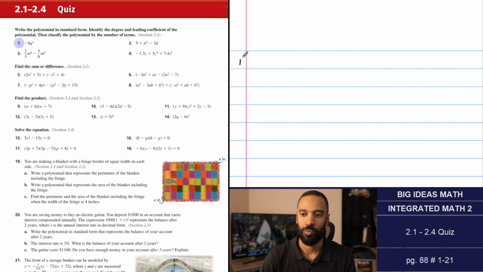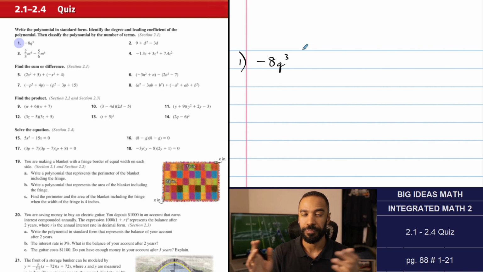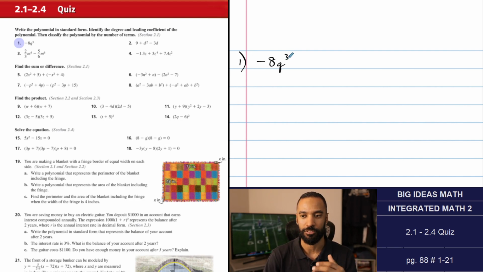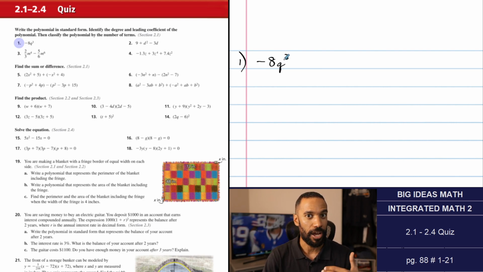So for number 1, we have negative 8q cubed. Now all of these by default are already polynomials because they're telling us they are, write it in standard form. Polynomials need to have variables with whole number exponents, 0, 1, 2, 3, 4, 5, everything onward. Can't be fractions, can't be negatives. They have to be positive integers or 0. And this one clearly is. It's a single term. It's a monomial. I just gave something away. But it's a single term polynomial. So for standard form, there's nothing else to do.